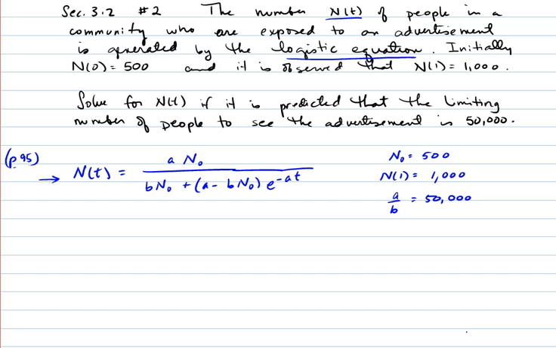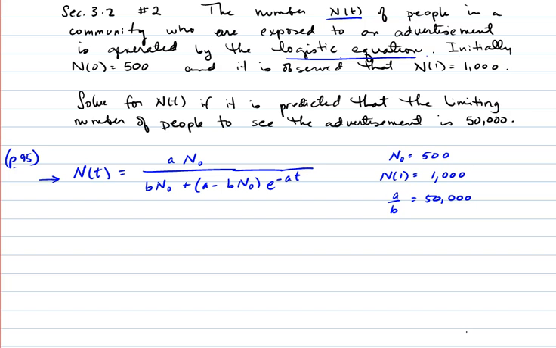Okay, this is problem number 2 in section 3.2. We are talking about a number of people in a community exposed to an advertisement. The first thing they tell us is that the understanding of how many people are seeing this advertisement is generated by the logistic equation, and that tells us to use the logistic equation solution, which is on page 95.